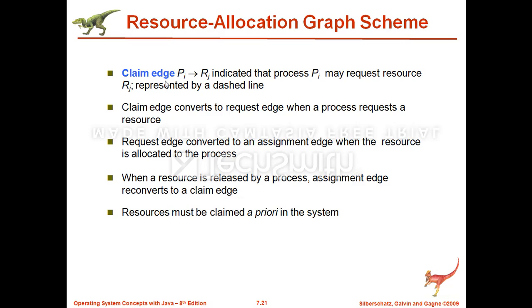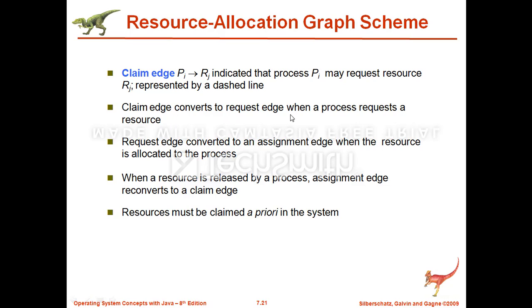A request edge is nothing but a directed edge from process to the resource. An assignment edge is a directed edge from resource to the process. Here one more edge we are getting, that is claim edge. Whenever there is a dotted directed edge from process to the resource, that indicates the process may request the particular resource in future. That will be represented by a dashed line.